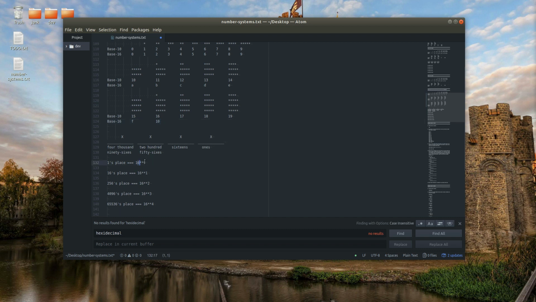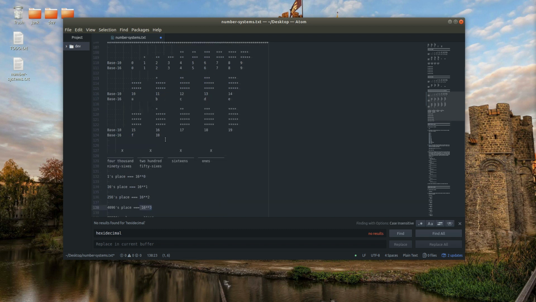Okay, so our powers of 16, we have a ones place. 16 to the 0 is a 1. 16 to the first power is a 16. So that's our 16's place. 16 to the second power is 256. So that's our 256's place. And 16 to the third power is 4096. That's our 4096's place.